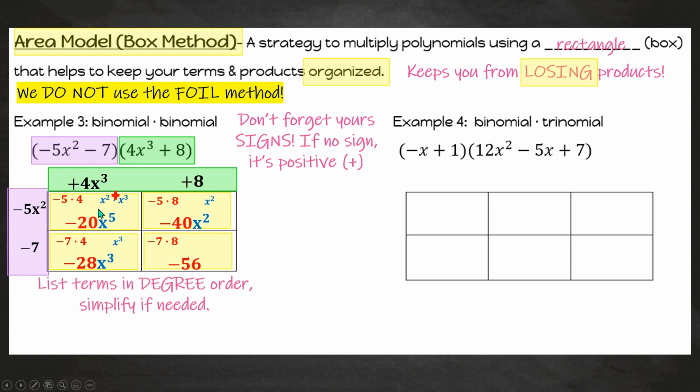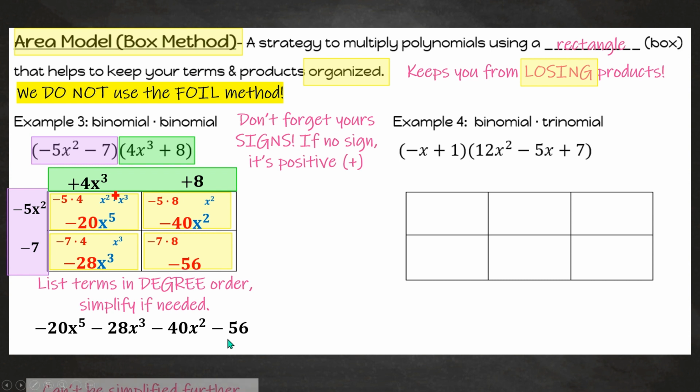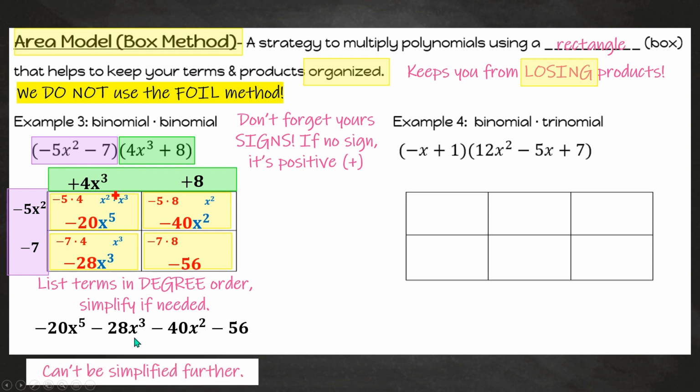So oftentimes this top left corner is our highest degree term. So it's going to be -20x to the power of 5 minus 28x to the power of 3 minus 40x squared minus 56. And this cannot be simplified any further because yes, I have the same variables, but none of them have the same exponent. So none of those terms can be combined or simplified.